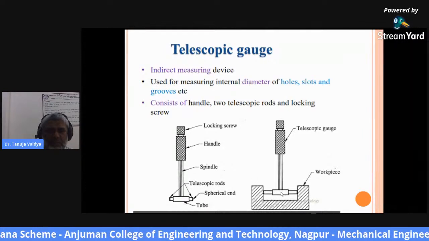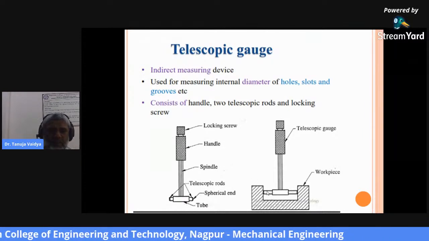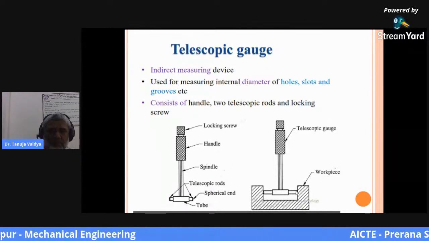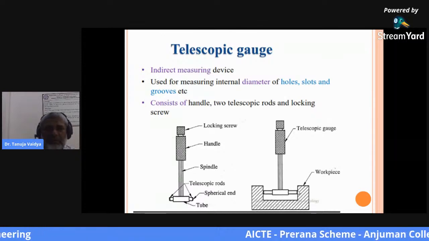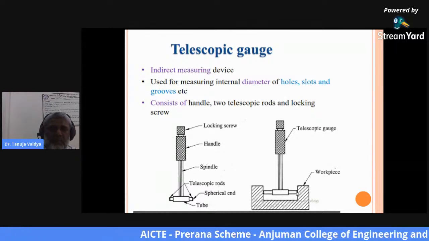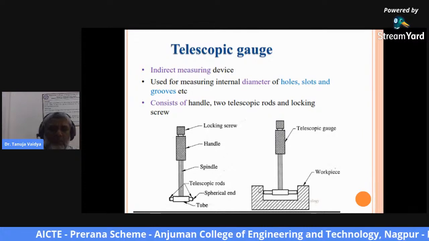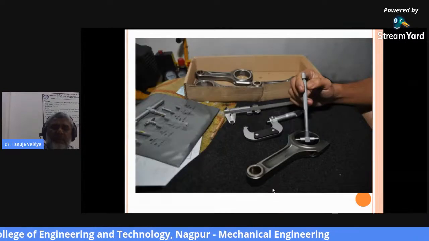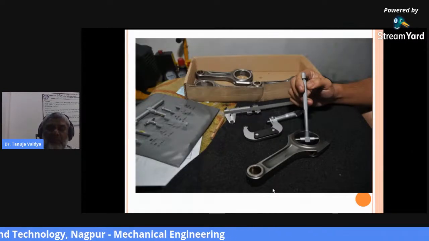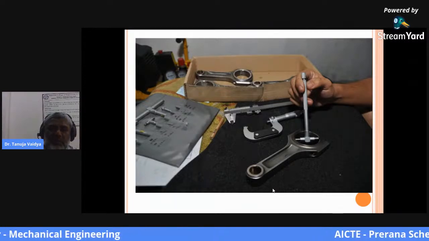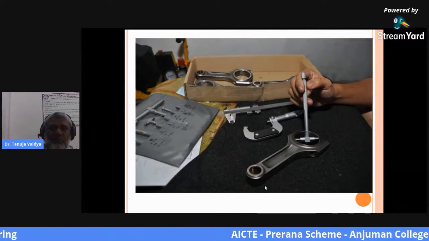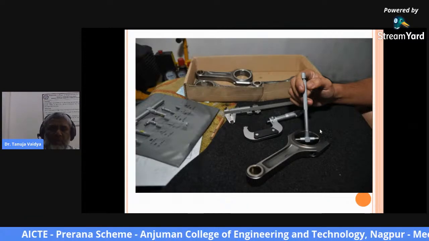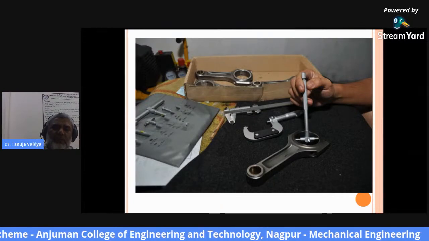And this is the locking screw. These are put into any holes, slots, or grooves, and the telescopic rods are made to come in contact with both the surfaces, and with the help of this you can measure the diameter of the hole or the distance in the groove or the slot. This is one example where the telescopic gauge is used for noting down the diameter of this particular part.